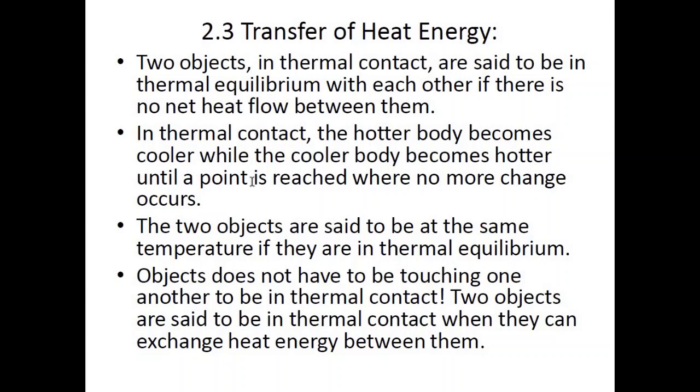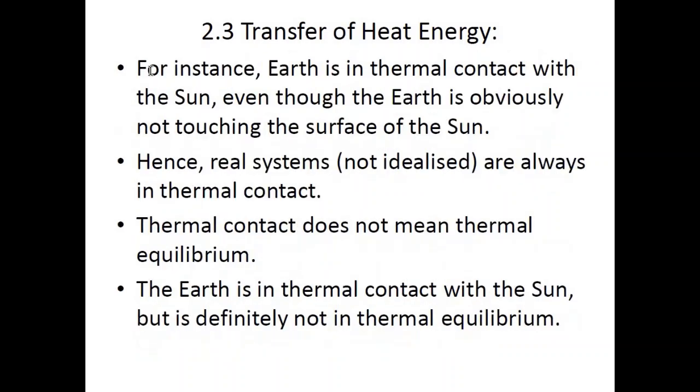Objects do not have to be touching one another to be in thermal contact. Two objects are said to be in thermal contact when they can exchange heat energy between them, and they may have some physical distance between them. For instance, Earth is in thermal contact with the Sun, even though Earth is obviously not touching the surface of the Sun. Hence, real systems are always in thermal contact and not necessarily in physical contact. Thermal contact does not mean thermal equilibrium. If that was the case, then Earth would have been at the same temperature as the Sun by now.